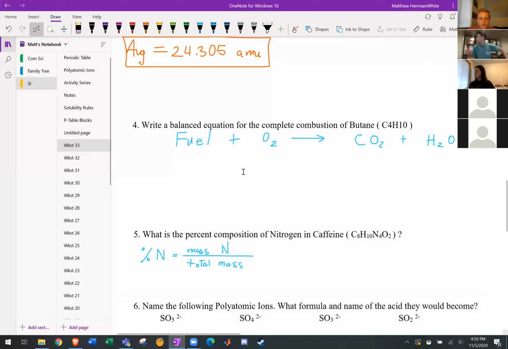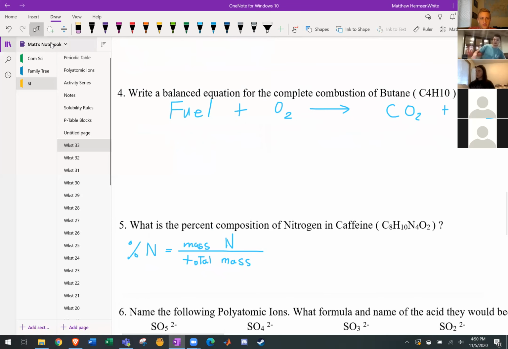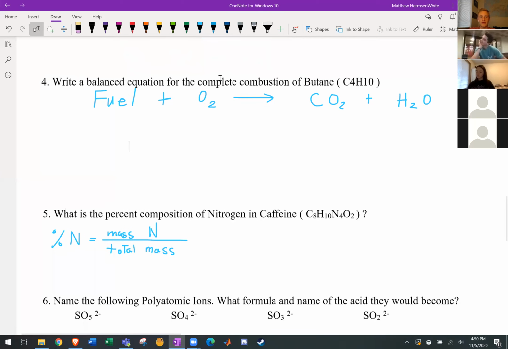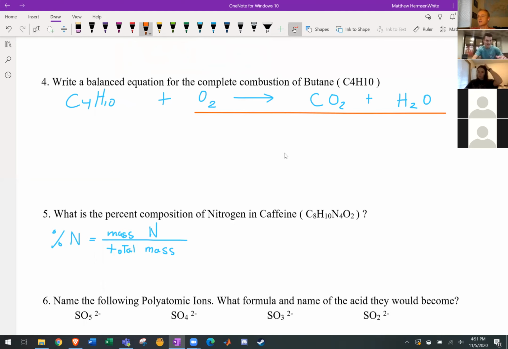All right, let's begin looking at these here. So starting with number 4, I wrote out the equation for a combustion reaction. So remember, we have some sort of a fuel, and in this case, it's going to be the butane, C4H10. And so this piece here, they're probably not going to give you. So you're expected to know that a combustion mixes with oxygen to produce carbon dioxide and water.